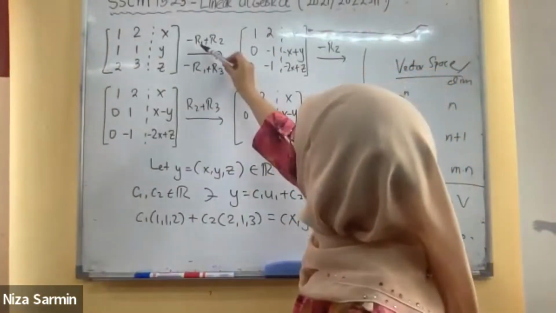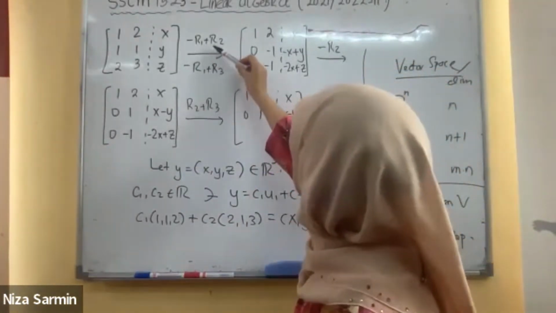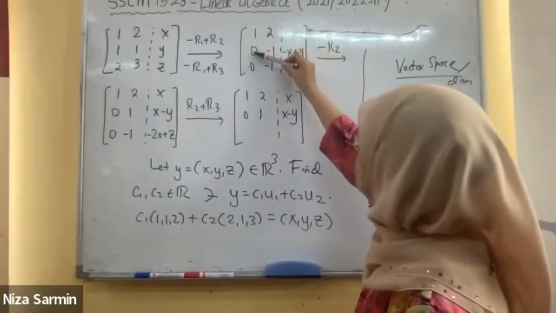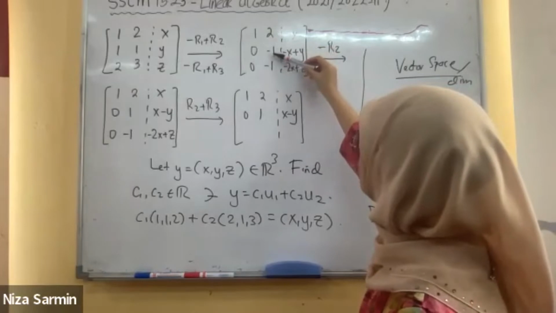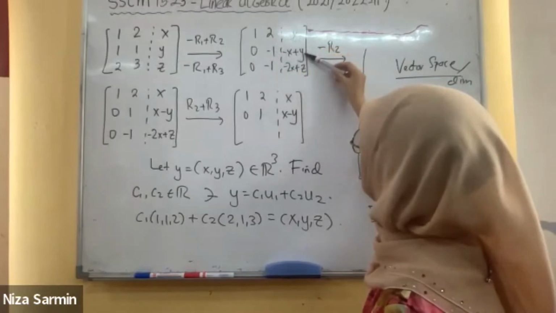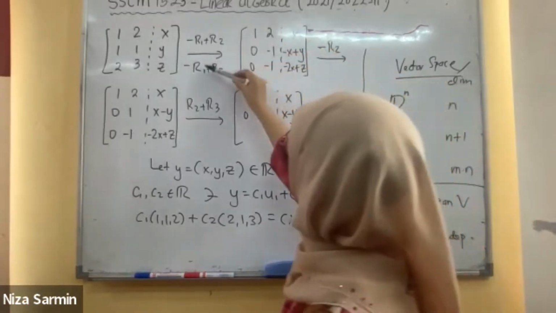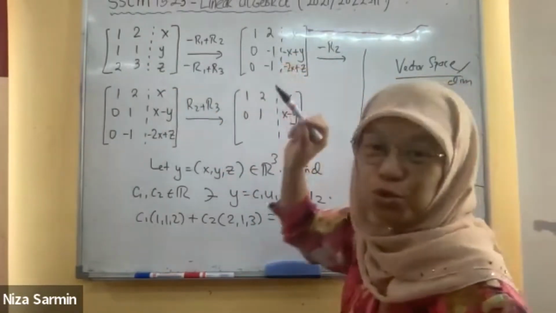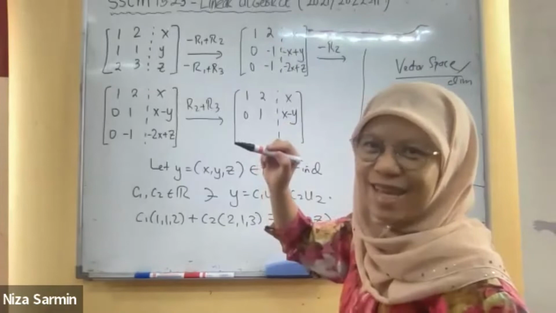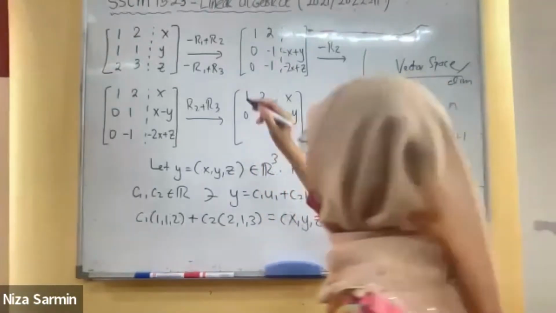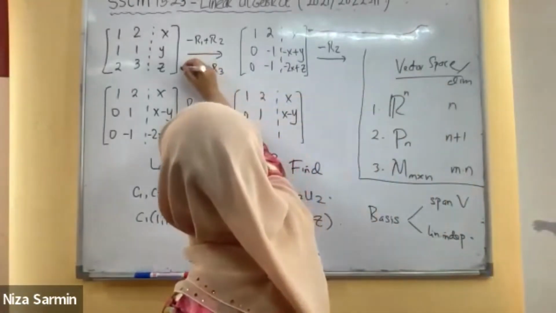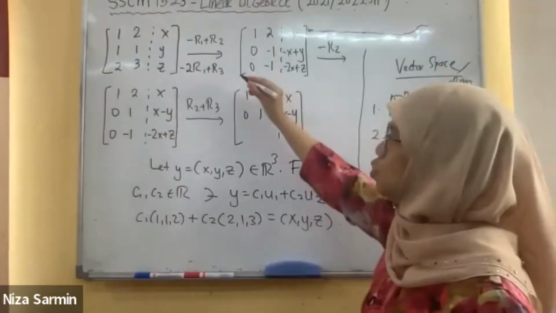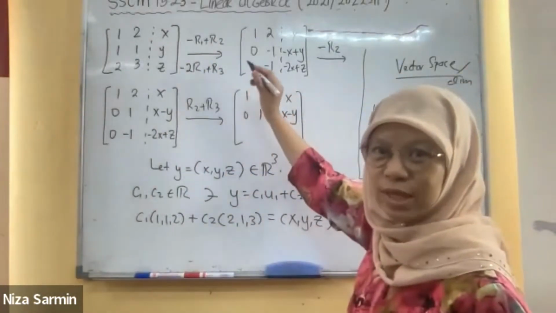So negative row 1 plus row 2. Isn't it supposed to be negative row 1 plus row 3? X plus y. Okay. Negative row 1 plus row 3. Negative 2 row 1 plus row 3. That's what I meant earlier. Okay, so negative 2 row 1 plus row 3.